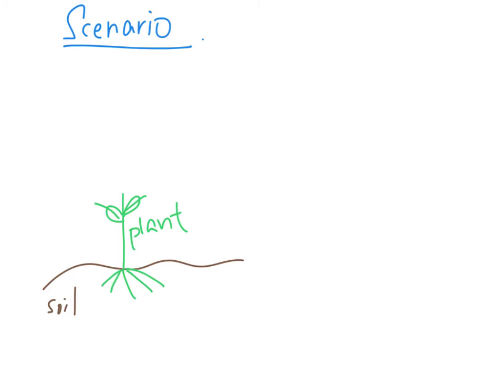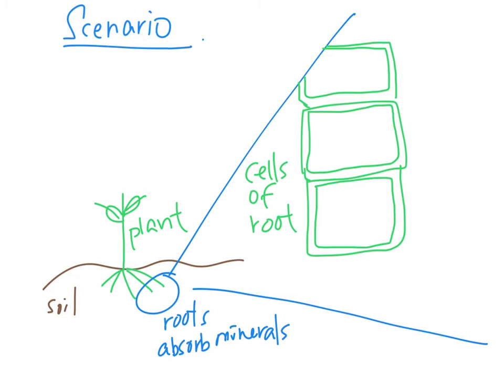Now here is an example of why we might want to do that. This is a plant grown in soil. We all know that the root of the plant is responsible for absorbing minerals. Now let's magnify this and think of it at the cellular level.